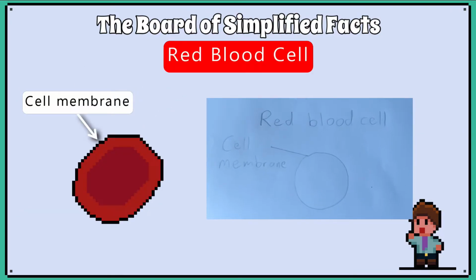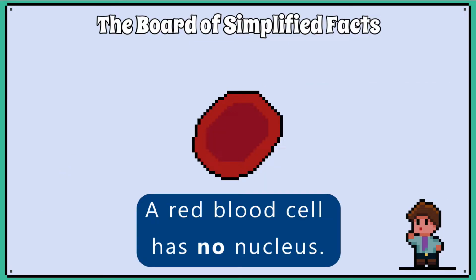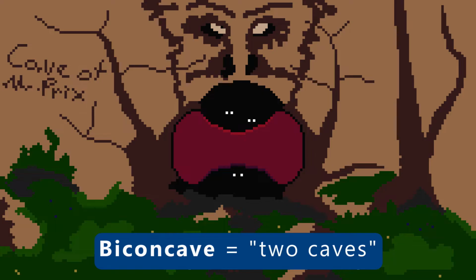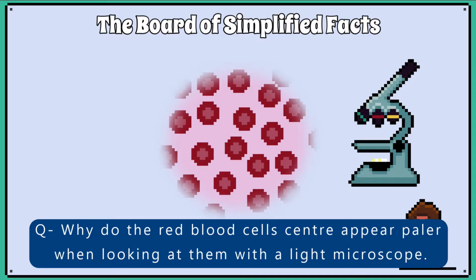We need to know how to produce basic drawings of a red blood cell and a white blood cell known as a phagocyte. A red blood cell has no nucleus, so we only need to label the cell membrane. The red blood cell has a biconcave shape. I like to think that from the side you see two caves. A tricky question from a past paper following the old specification asked why a red blood cell appeared paler at the centre when looking at it through a light microscope.